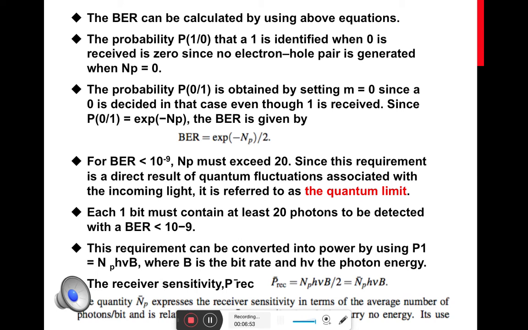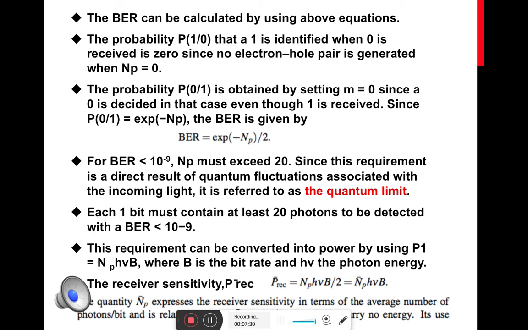And the other condition is P of 0 by 1. P of 0 by 1 means that we are getting 0 whenever 1 is transmitted. So P of 0 by 1 is equal to exponential of minus NP, and for that the bit error rate is given by BR is equal to exponential of minus NP by 2. That is, we are substituting P of 0 by 1 as exponential minus NP. So for bit error rate less than 10 raised to minus 9, NP must exceed 20. Since this requirement is a direct result of quantum fluctuations associated with the incoming light, this is referred to as the quantum limit.